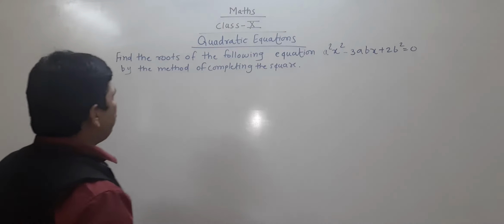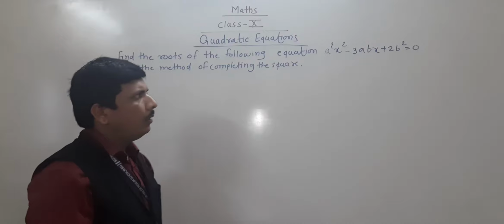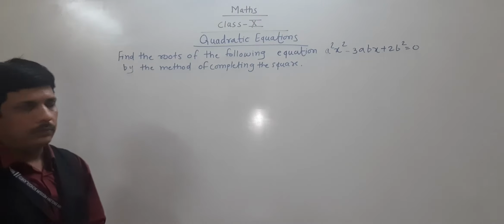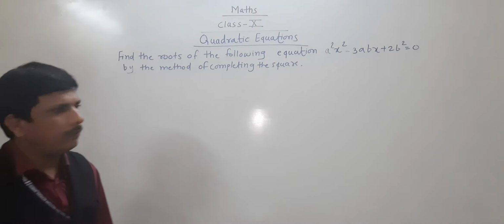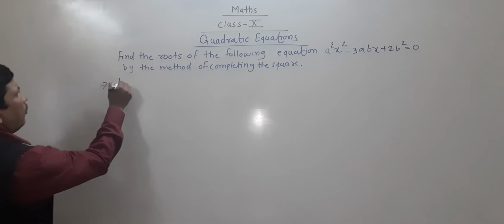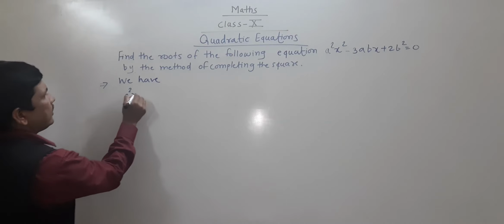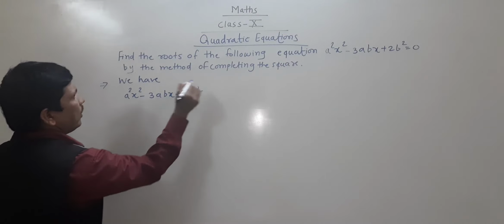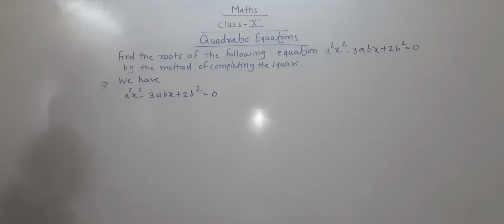One more example we have taken. Find the roots of the following equation: a²x² minus 3abx plus 2b² is equal to 0, by the method of completing the square. With the help of the same method we are going to solve this. So we have a²x² minus 3abx plus 2b² is equal to 0. This is the given quadratic equation.